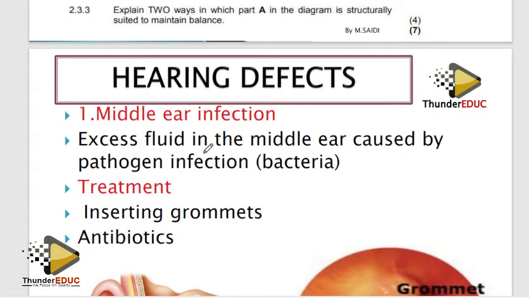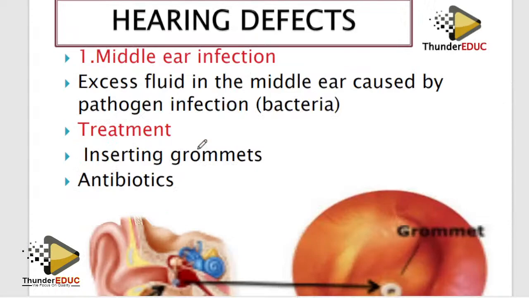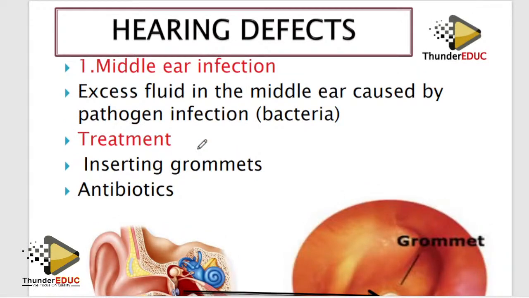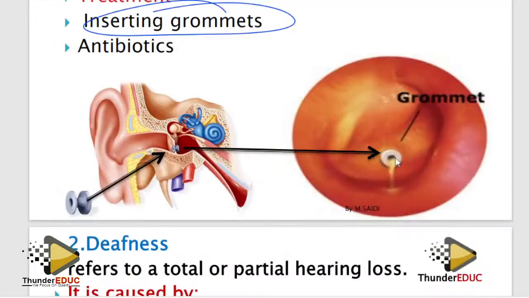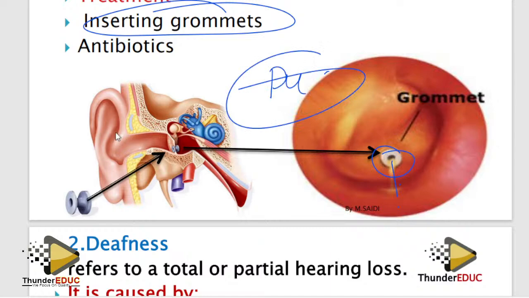Middle ear infection means there is excess fluid accumulated in the middle ear, caused by bacteria. Treatment for the bacteria is antibiotics. Simple. Then number 2, insertion of grommets. This is what you call the grommet. It allows air in and it tries to drain the pus. I don't know why you call it pus when it starts with a U. I don't know. If you start it with a U, then it's up to you. I've called it pus.